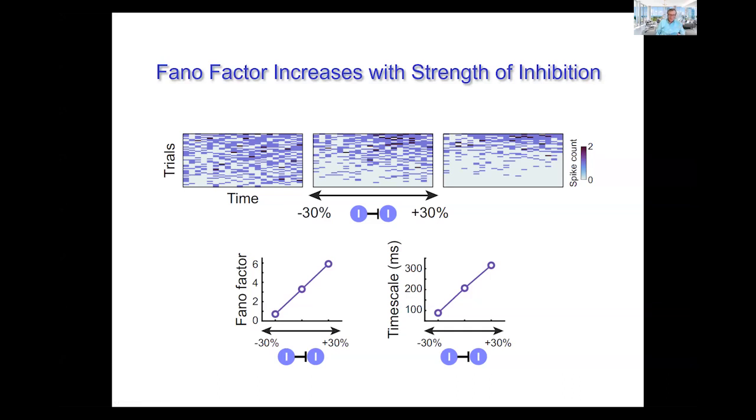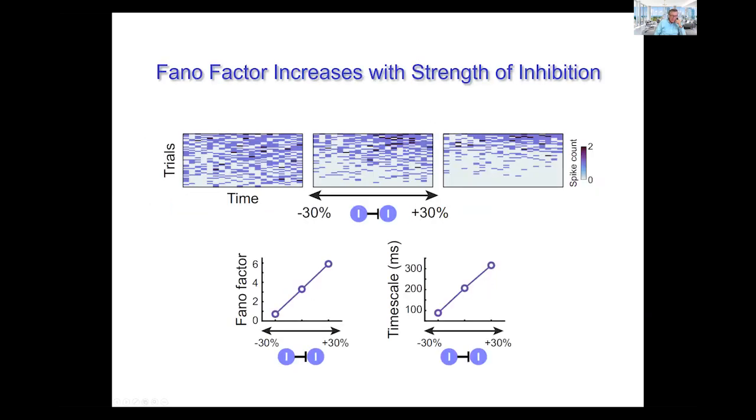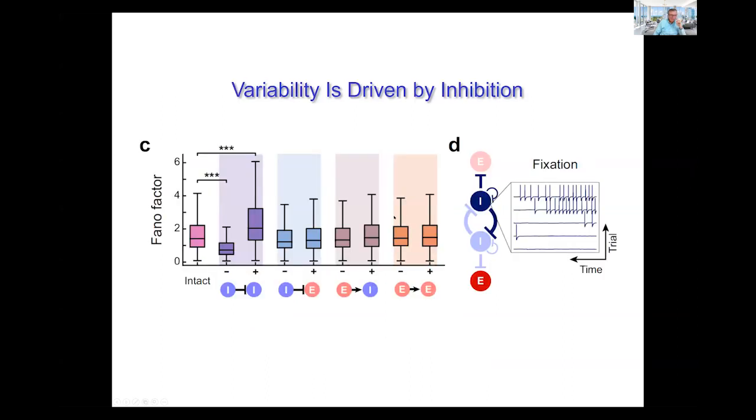So we decided this is a prediction. Let's go into the experimental data and see what it looks like. First we wanted to make sure that it was actually being driven by the inhibition. This is actually an excitatory neuron that we're looking at, but all of them have high Fano factors. And indeed, if we manipulate the subpopulations and the connections between them, the Fano factor goes up or down.